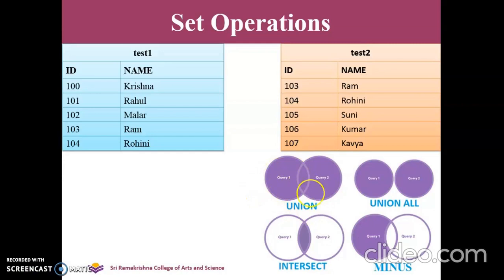To explain these set operations, I am utilizing these two tables. We are going to perform set operations on these two tables. The first table is known as test1 and the second table is test2. Both tables contain two columns, two fields, ID and name, and 5 records each. Just look at these two tables here. Two rows are repeated in both tables: 103 Ram and 104 Rogini, and some other records are not identical. Okay, let's apply these set operations one by one on these two tables.